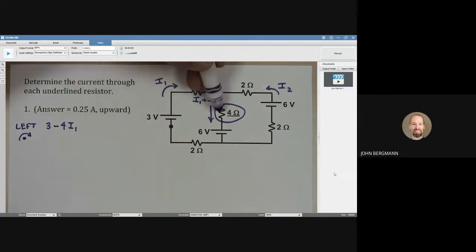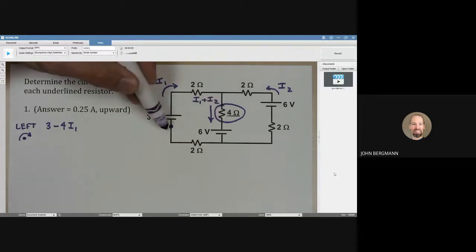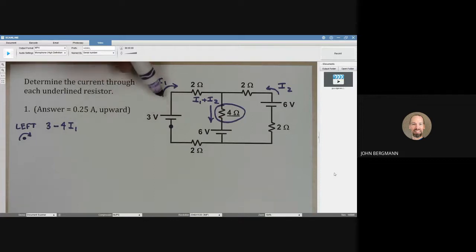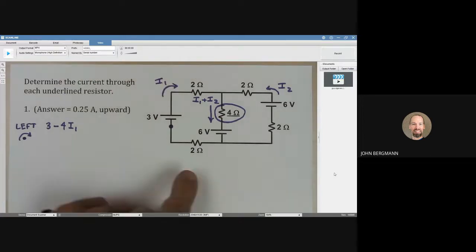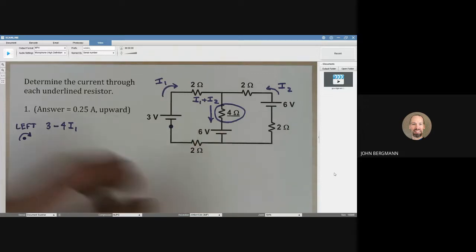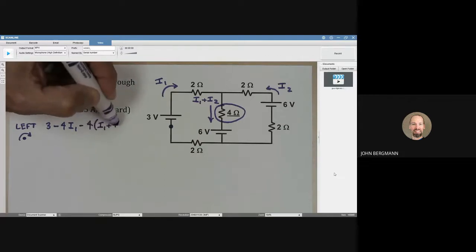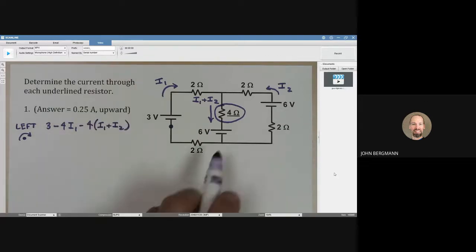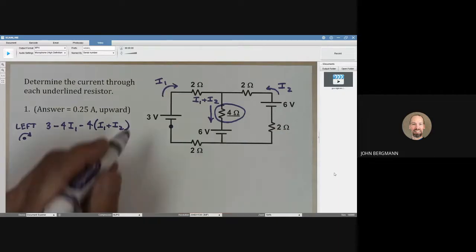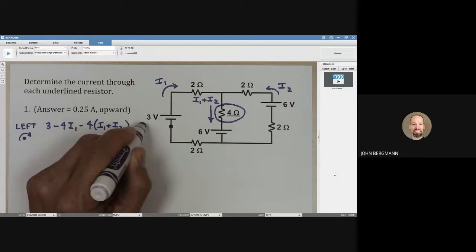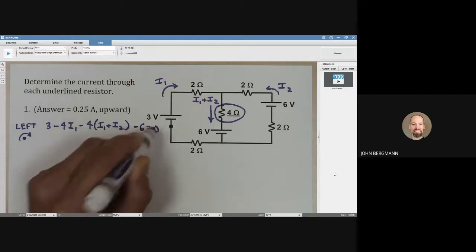That's the top resistor here and this bottom resistor. Now, we have to go through the rest of the middle part of the circuit as well, right? So we've got 3 volts that we go up, then we're going minus 2I1, and then we know we're going to go another minus 2I1 down here. But in the middle, we've got to go minus 4 times (I1 plus I2), and then we're going through this battery opposite the way it's pointed, so we have to go minus 6, and that equals 0.